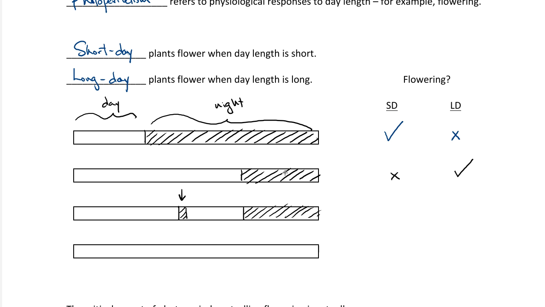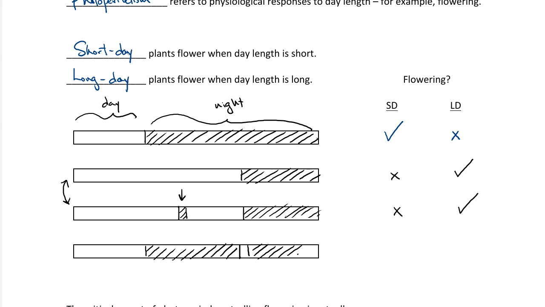Turns out that this makes no difference from the previous situation. The short day plants still do not flower, and the long day plants do. So there's no difference between these two situations. But now if we go back to this kind of situation where we have a long period of darkness, and now we interrupt the long period of darkness with a flash of light.